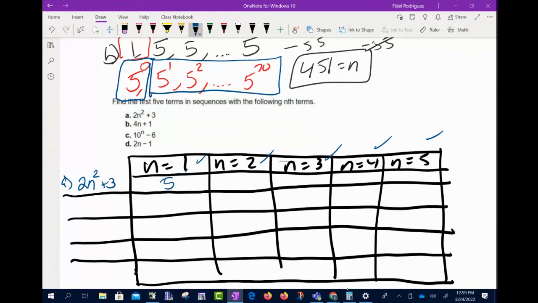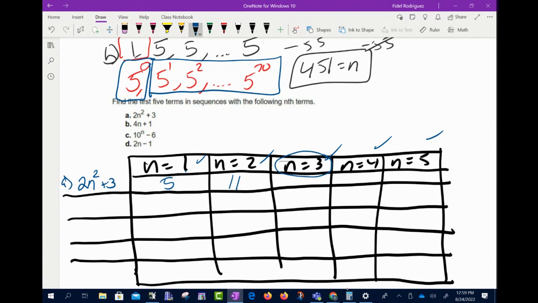Let's do it when n equals 2. What is 2 squared? What's 2 times 2? 4. 4 times 2 is 8. What's 8 plus 3? 11, right? Okay. We're going to do this again.